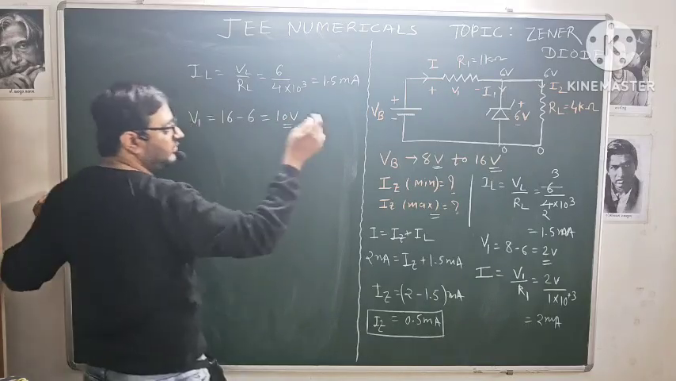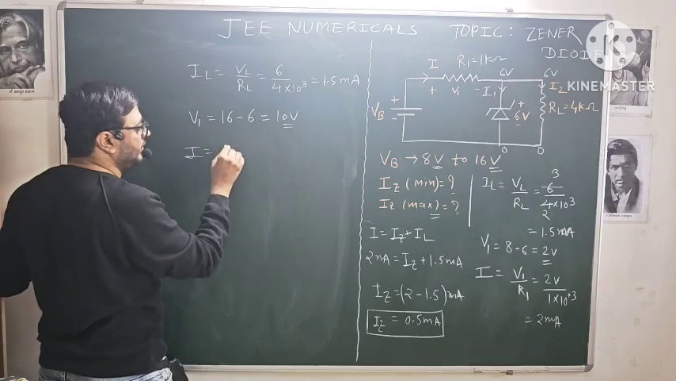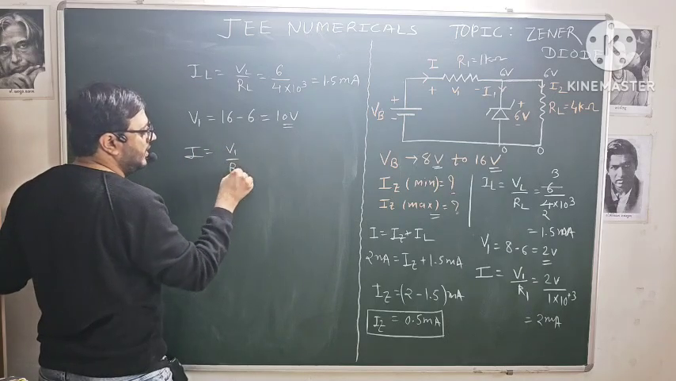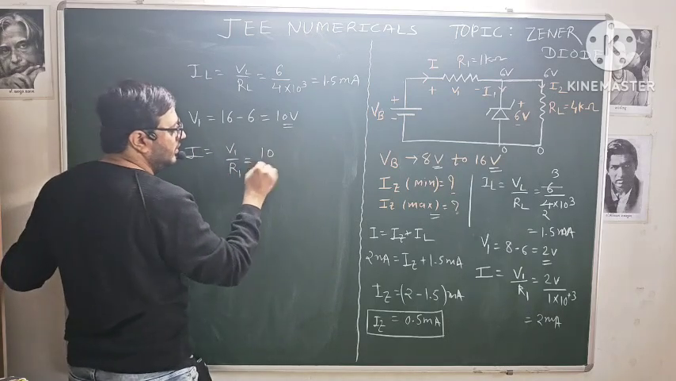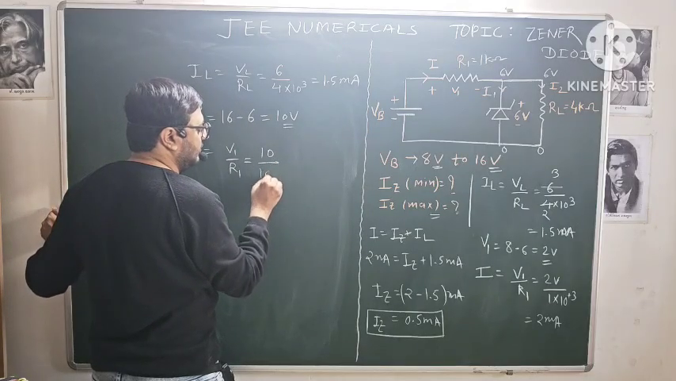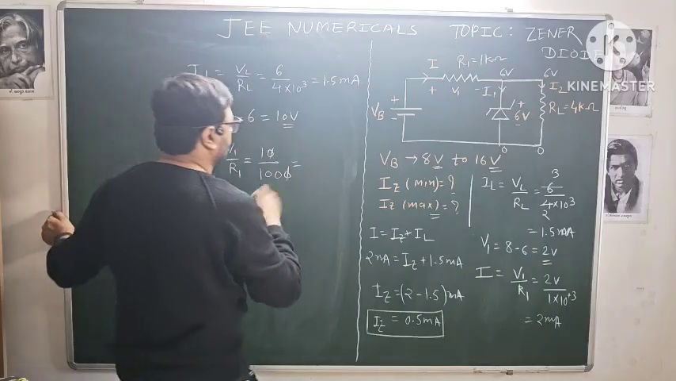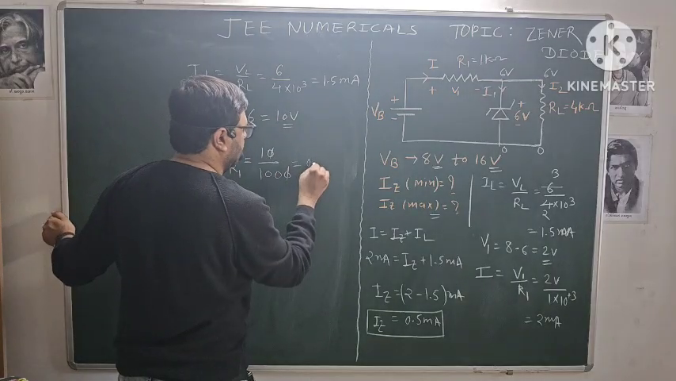Now the current passing through the circuit resistance is I equal to V1 upon R1. Here V1 is 10 volt and R1 is 1 kilo ohm, that means 1000. So the zeros cancel out, and the answer is 0.01.